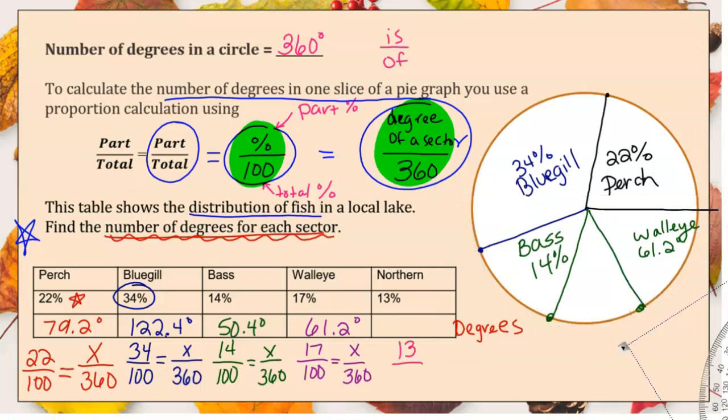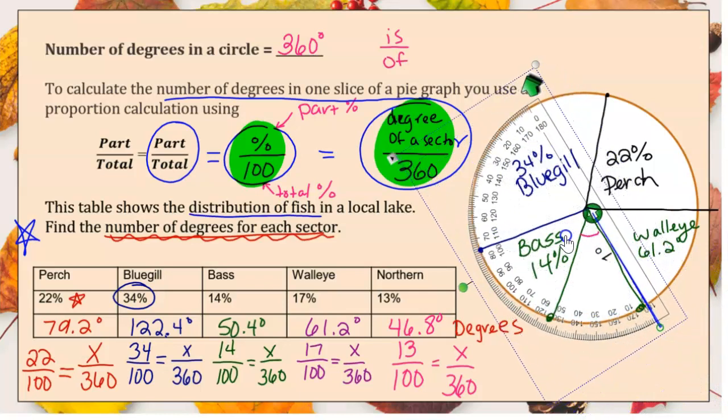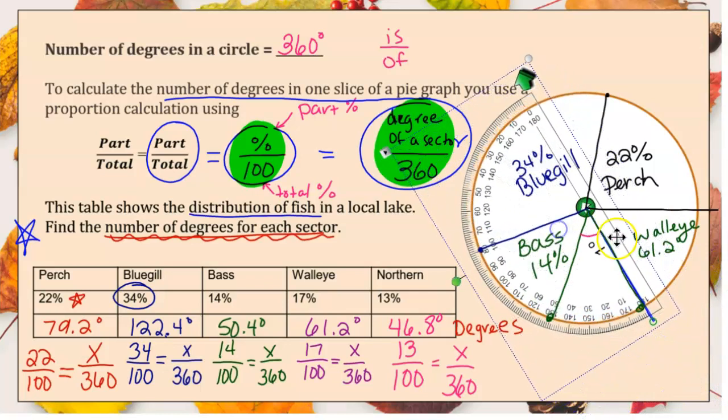And that is walleye, and that's about 61.2 degrees. The northern in the lake are 13%. So how many degrees is that out of 360? 13 times 360 divided by 100 is 46.8. Now my fingers are crossed that when I measure this, it's going to be about 46 degrees. So line up the center and the 0 degrees with one of the rays here. And please, please, please, oh, that is very close to 46 because I am human. There is some drawing error, but that is close enough for me.